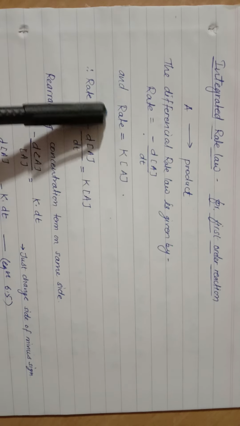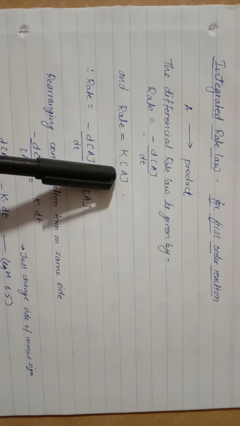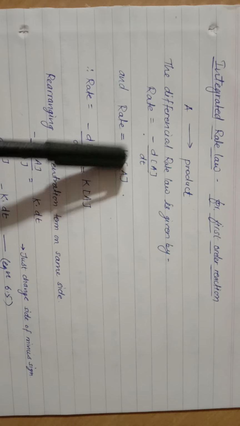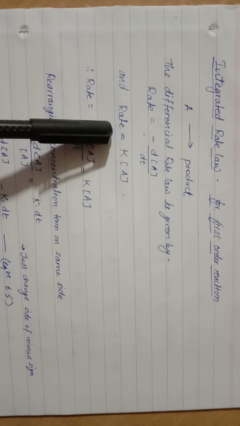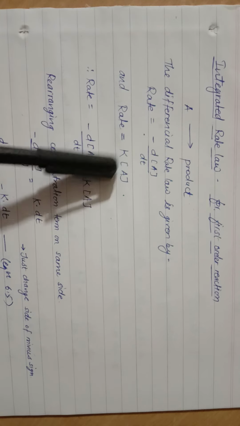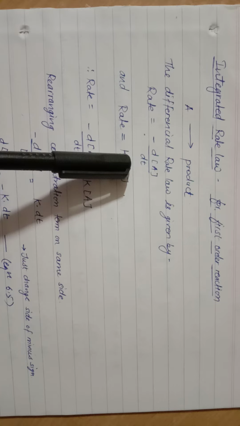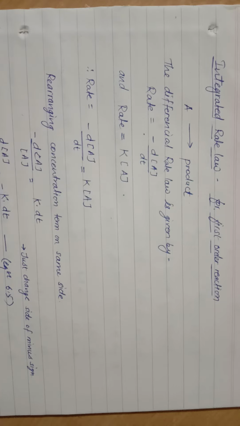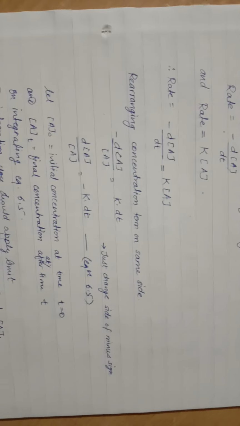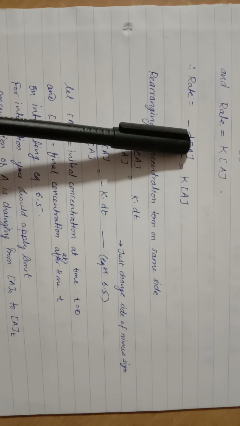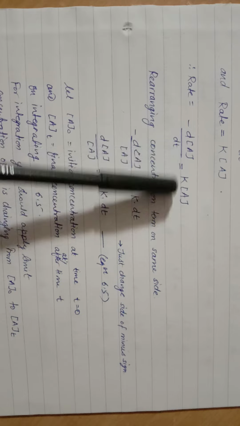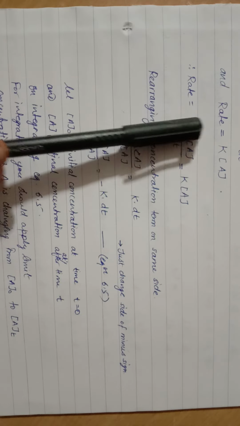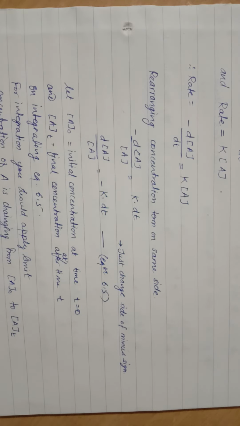And also we know that rate is equal to k into concentration of A, the normal rate equation. So rate is equal to minus d[A] upon dt, and rate is equal to k into concentration of A. You can compare both terms: minus d[A] upon dt is equal to k into concentration of A. Now we have to use this comparison for the integration.